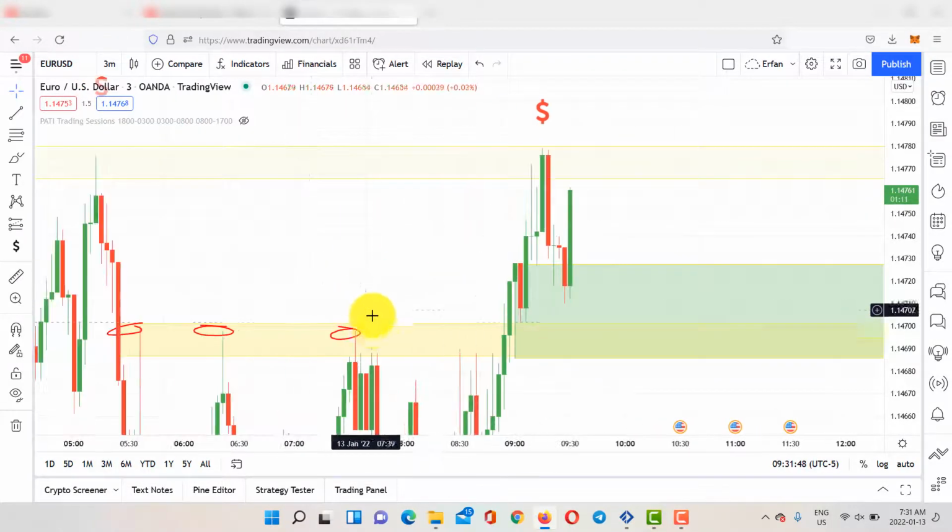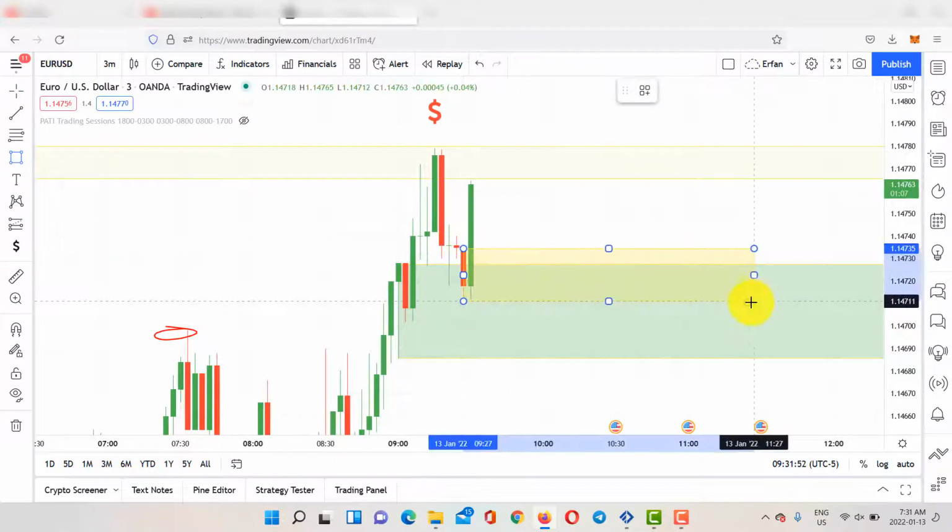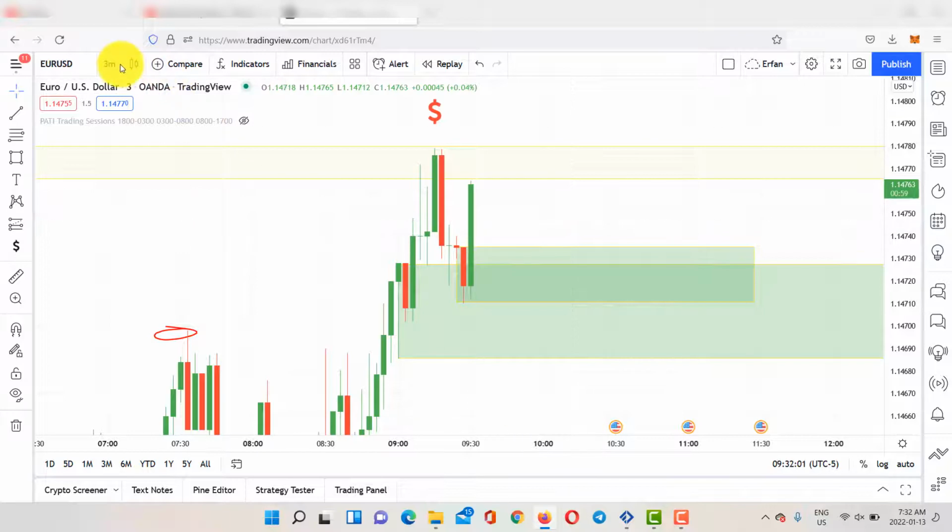Okay, so before that, let me just remove this line. We have a gap here. We can probably wait for the price to come back to this level and take the position. We'll see what happens. We should always get those.